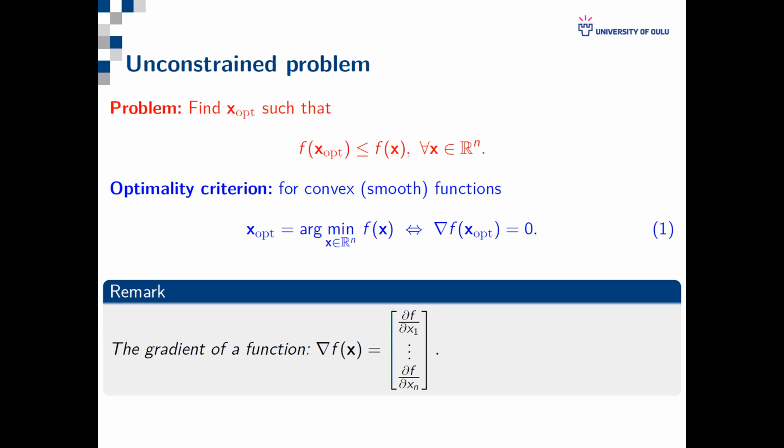We want to find the optimal, the minimum point of the cost function f. If we have a convex smooth function, the optimality criterion is that the gradient must vanish at the minimum point. And of course, for this convex function, I made the assumption in the very beginning that the second derivative, or the Hessian matrix, at every point is positive definite, or at least positive semi-definite.